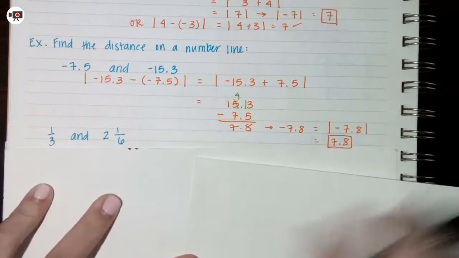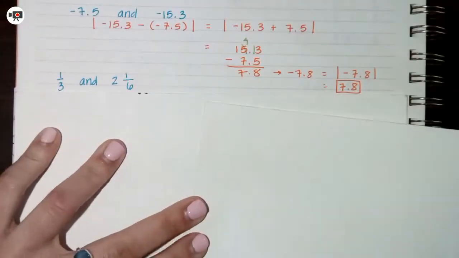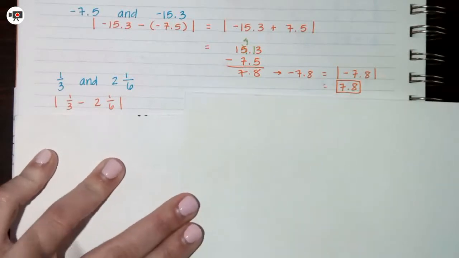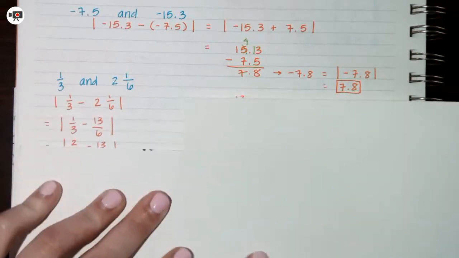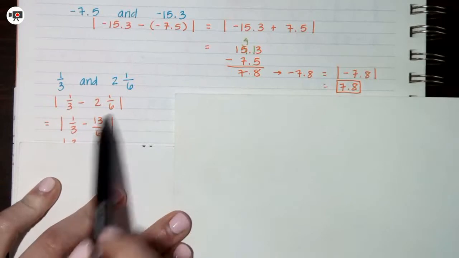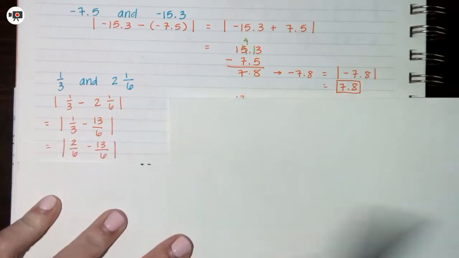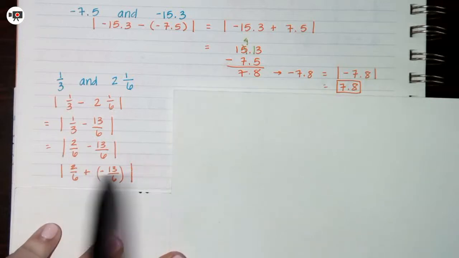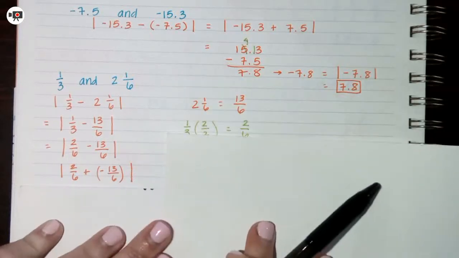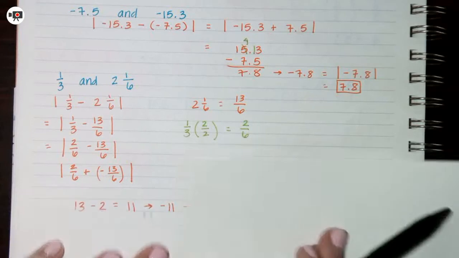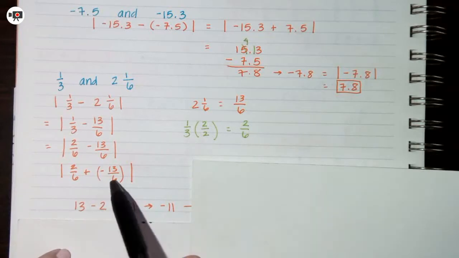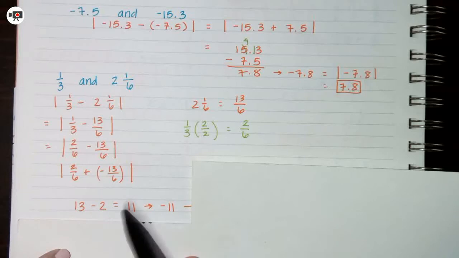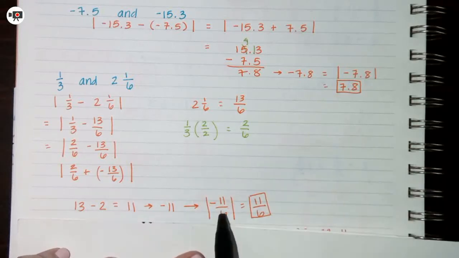And now the difference, or the distance, between 1/3 and 2 1/6. Absolute value of the difference. So converting 2 1/6 to an improper fraction, then I'm going to subtract with a common denominator, add the opposite. So 2 1/6 plus negative 13 over 6. 13 minus 2 was 11, but it was a negative 13. So this is negative 11 over 6. Absolute value is 11 over 6.